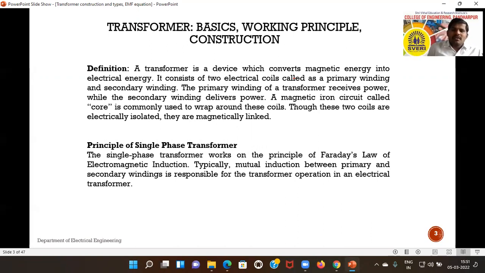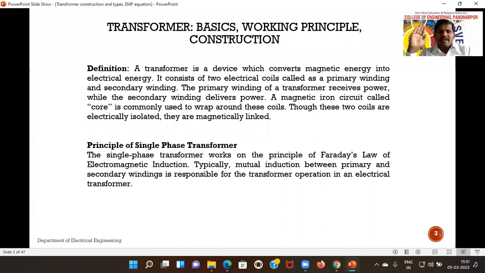So this is just an introduction. We will discuss the transformer in detail in the construction. A transformer is a static device which can transfer electrical power from one circuit to another circuit with a change in its voltage or current, but without change in its frequency.